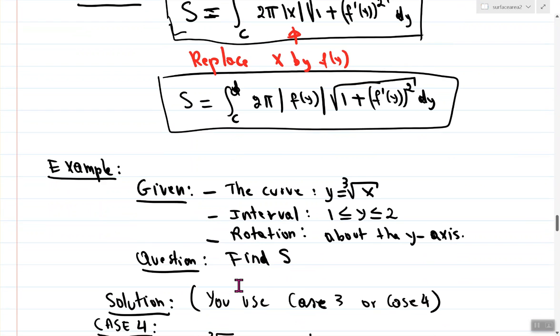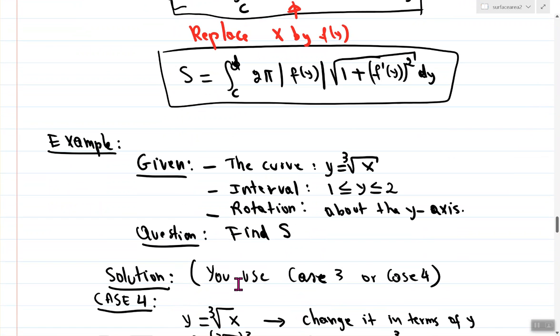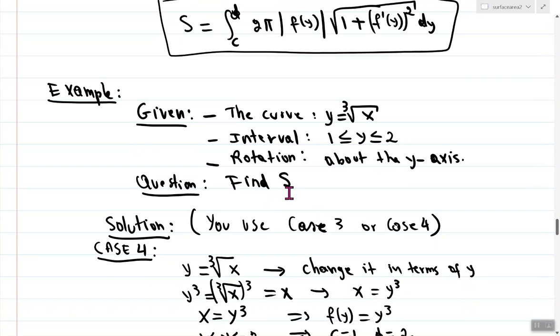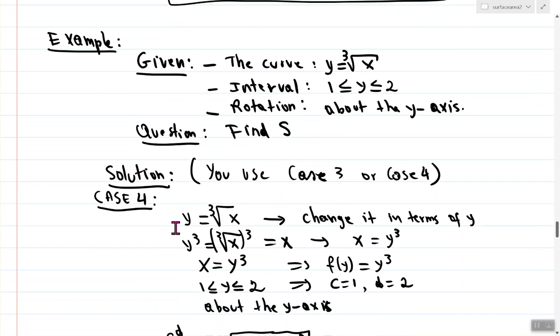Okay, so let's look at this example. They give us the curve, which is y equals cube root of x. They give us the y interval, so y is between 1 and 2, and the rotation is about the y-axis. They ask us to find the surface area of rotation. So let's do case 4.